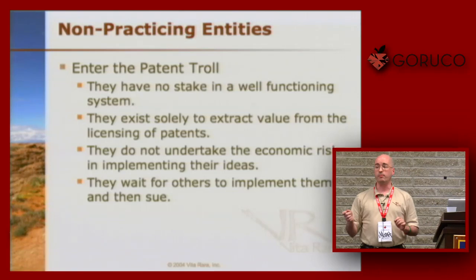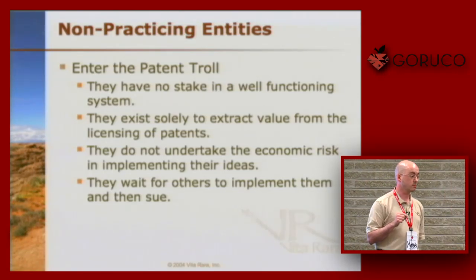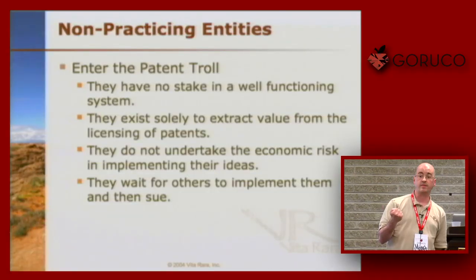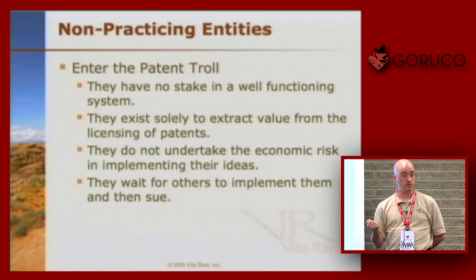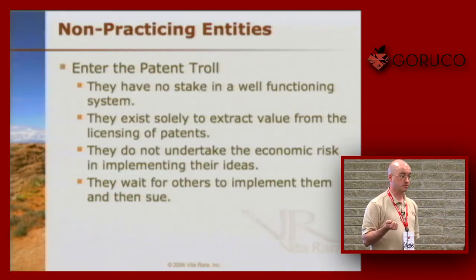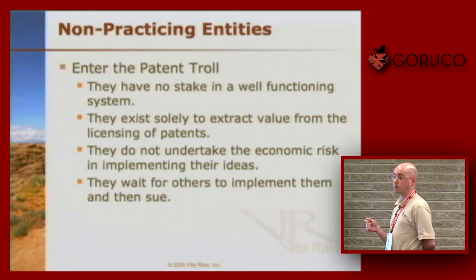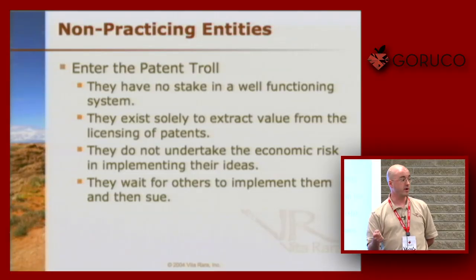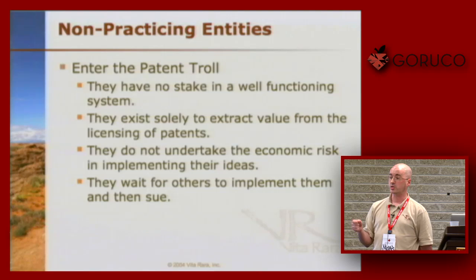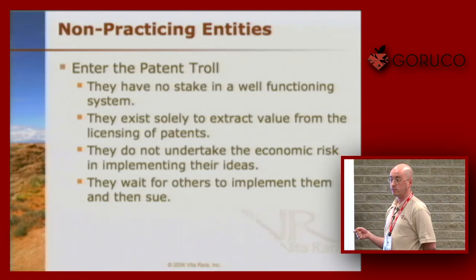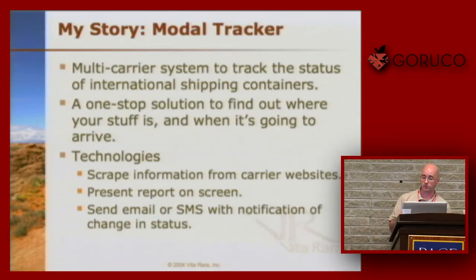The problem is that non-practicing entities, aka patent trolls, don't produce any products. So no one can come at them and say that they are violating a patent because they don't produce anything. All they produce are patents. So they have no stake in a well-functioning intellectual property business environment. All they care about is extracting as much money as they can from people who actually implement the ideas that they come up with. They wait for others to implement them, and then they sue.